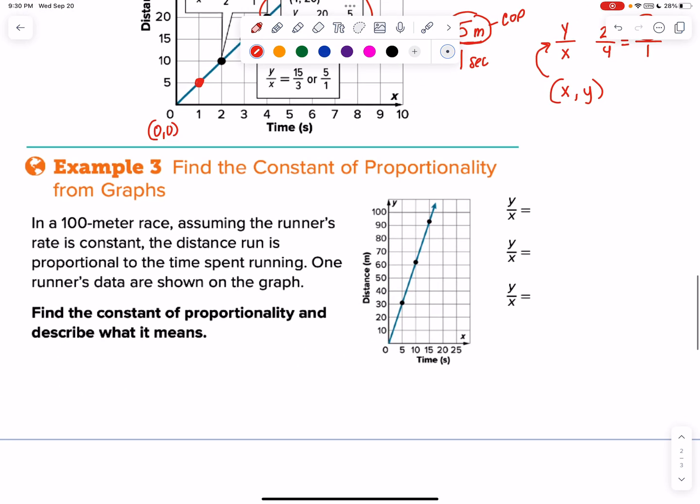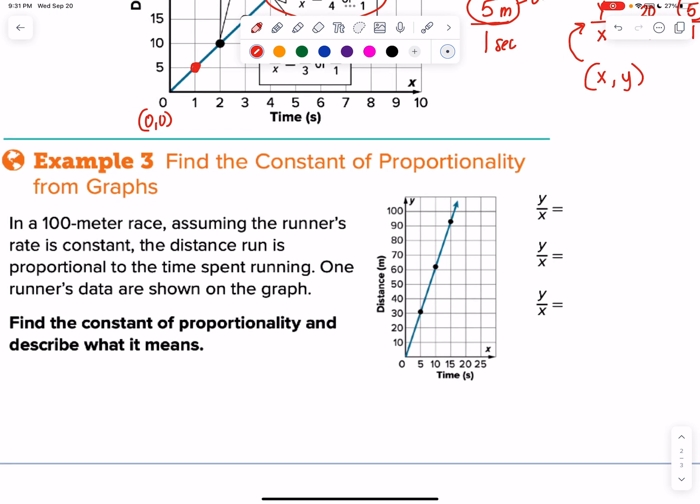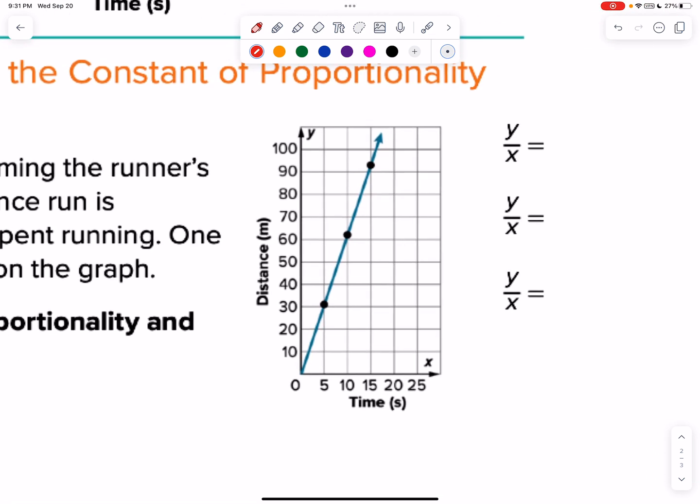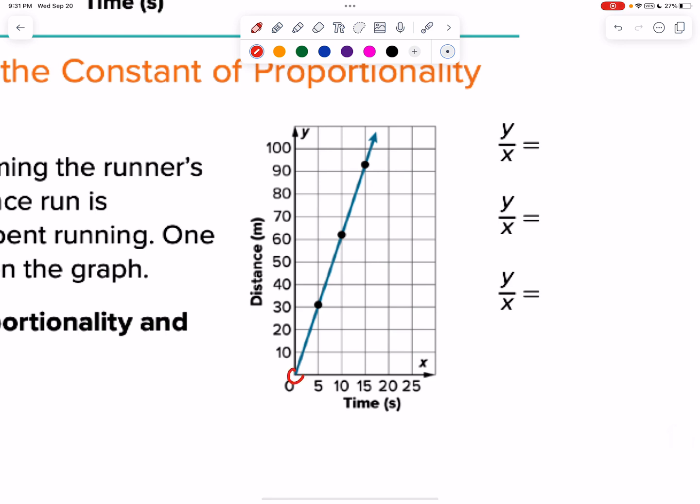Here's example 3. So here's a 100-meter race, and it says assuming the runner's rate is constant, okay, that he's not going to tire out, the distance run is proportional to the time spent running. So here's the data shown, and let's take a look at finding the constant of proportionality. Step 1 would be to look and see, is this a proportional graph? Yes, it goes through the origin 0, 0, and it's a straight line. So we're good with that.